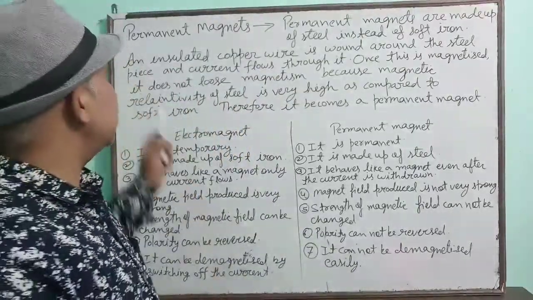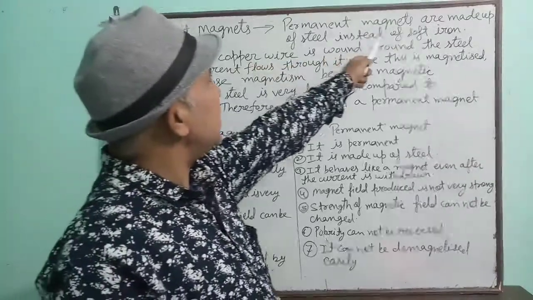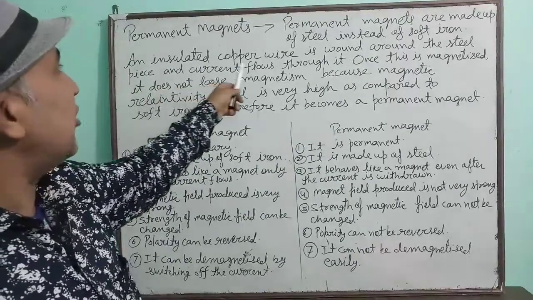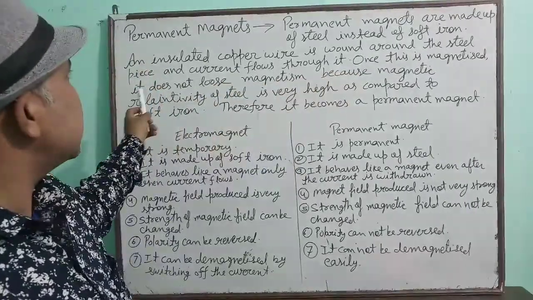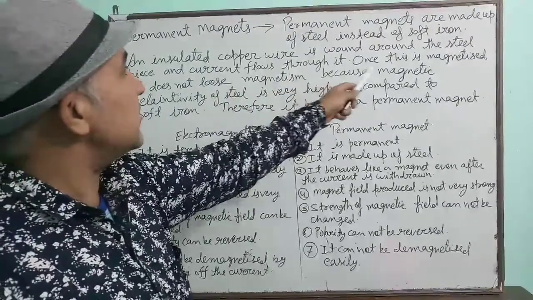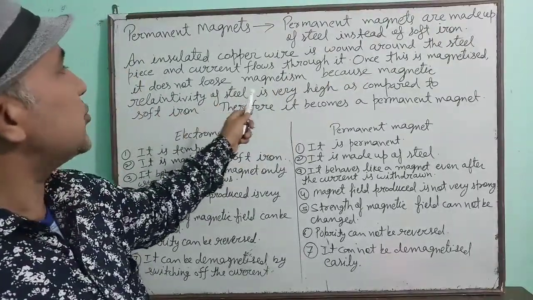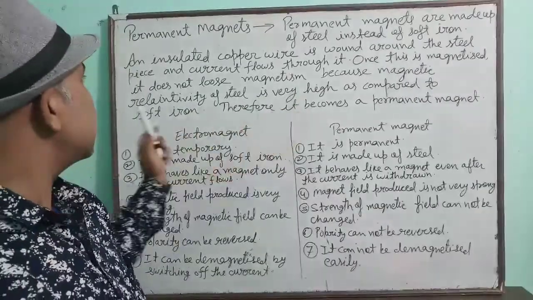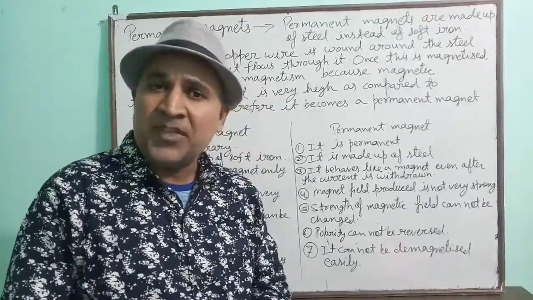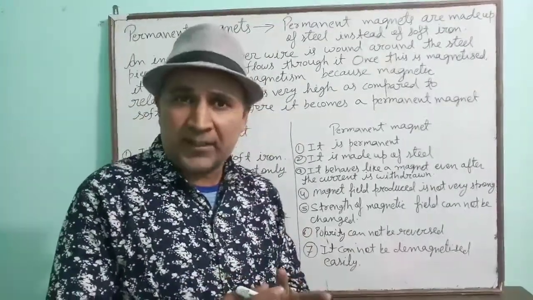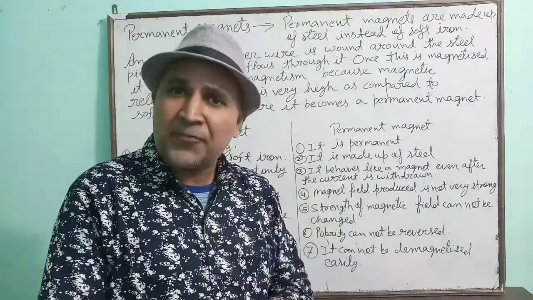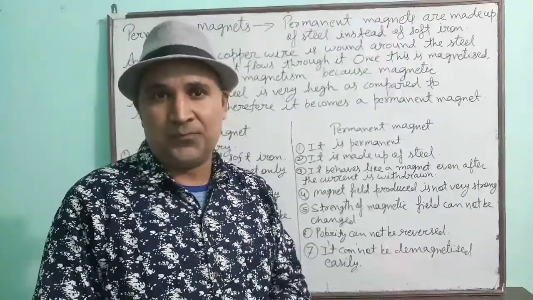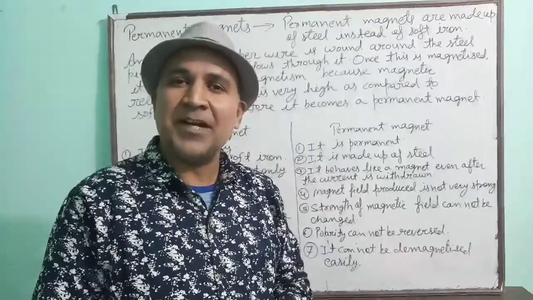Okay, so see how to make the permanent magnet. Permanent magnets are made up of steel instead of soft iron. An insulated copper wire is wound around the steel piece and current flows through it. Once this is magnetized, it does not lose magnetism because the magnetic retentivity of steel is very high as compared to soft iron. That means if we are making the electromagnet and in place of soft iron we use steel, then that can be a permanent magnet also. Understood? What is the permanent magnet?